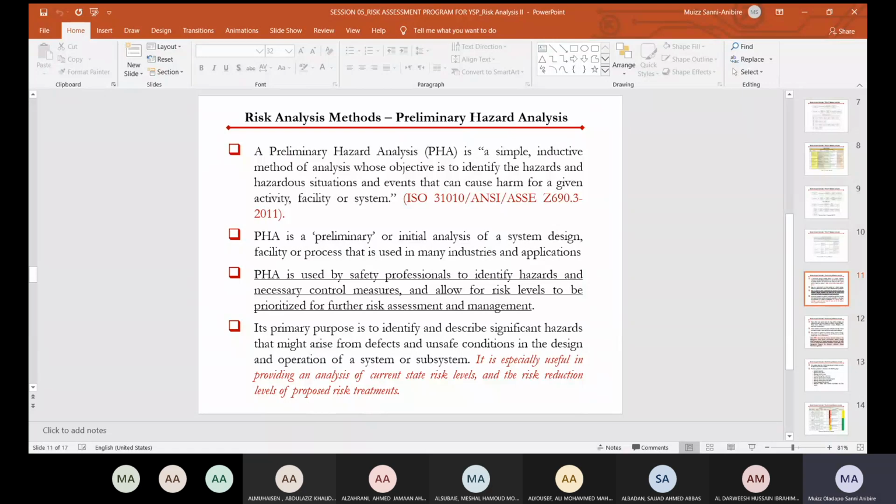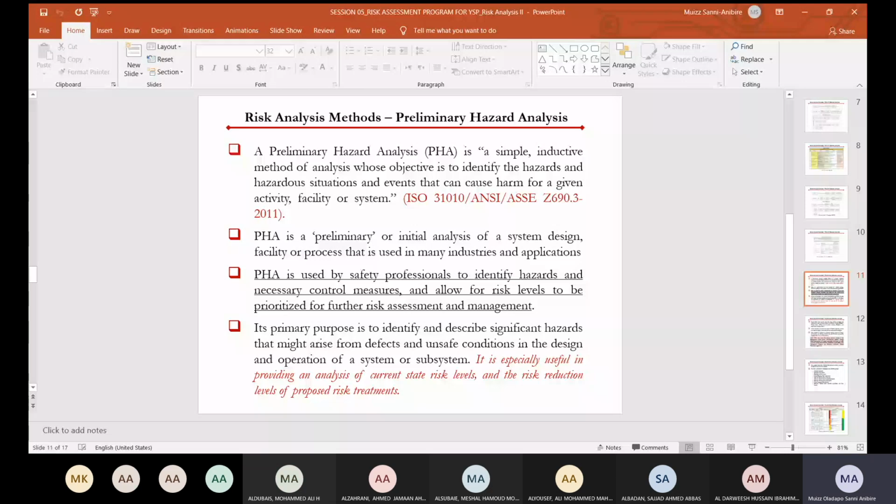The objective is to identify hazards and hazardous situations that can cause events of harm for a given activity, facility, or system. So basically, PHA helps you to identify all potential hazards in the workplace. PHA is preliminary or initial. Okay, usually you do it at the beginning of the design of a system or facility. Now, PHA is used by safety professionals to identify hazards, as we said, that's what it's basically used for.